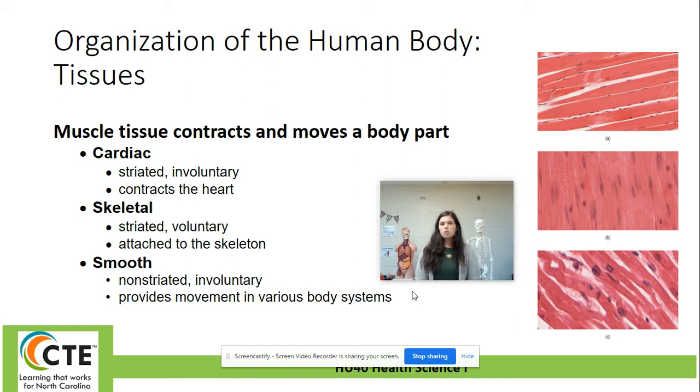So think about your digestive system. When you swallow, after you swallow, there's a bunch of muscles in here that are telling your different organs to contract and push food through your digestive system. But we're not constantly having to think about that. It just does it on its own. So your smooth muscle typically is within your different organs in the body.